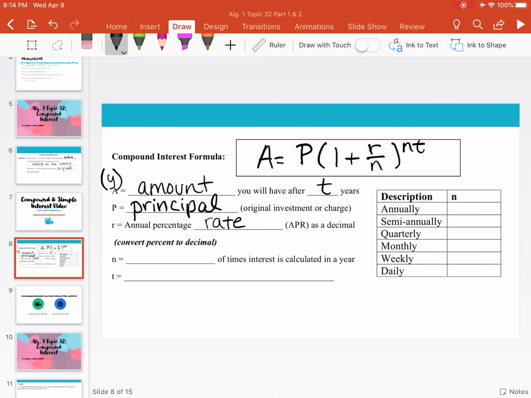And we usually want this as a decimal, but oftentimes in scenarios, it's represented by a percent. So here we're going to need to convert our percent to a decimal. N stands for the number of times that the interest is calculated that year, and T, in this case, is the time, but specifically it's the number of years.